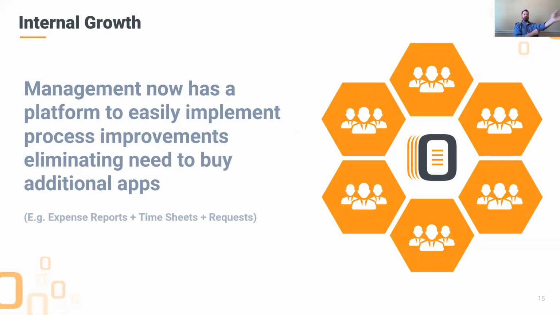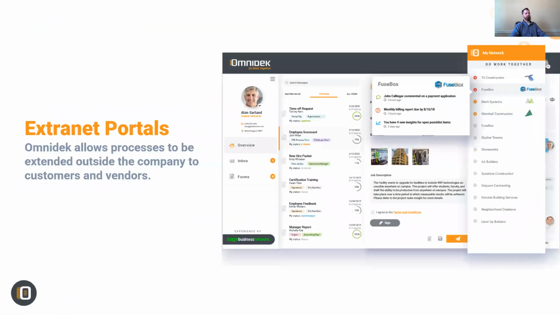So management can look at that, and now they've got in-house a platform that can easily implement new process improvements without having to train the personnel on a new app. And so another metric that we've seen in our customer base is we're able to reduce the time and money that it takes to implement a new process by 90% by using Omnidek.